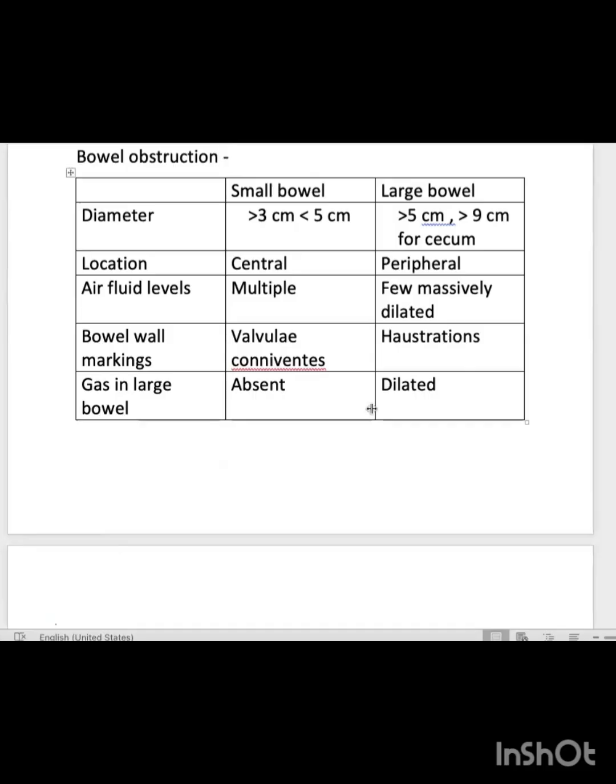Large bowel obstruction diameter will be more than 5 centimeter, more than 9 centimeter for cecum. Location will be peripheral. There will be few massively dilated air fluid levels. There will be haustrations and gas in large bowel, it will be dilated.